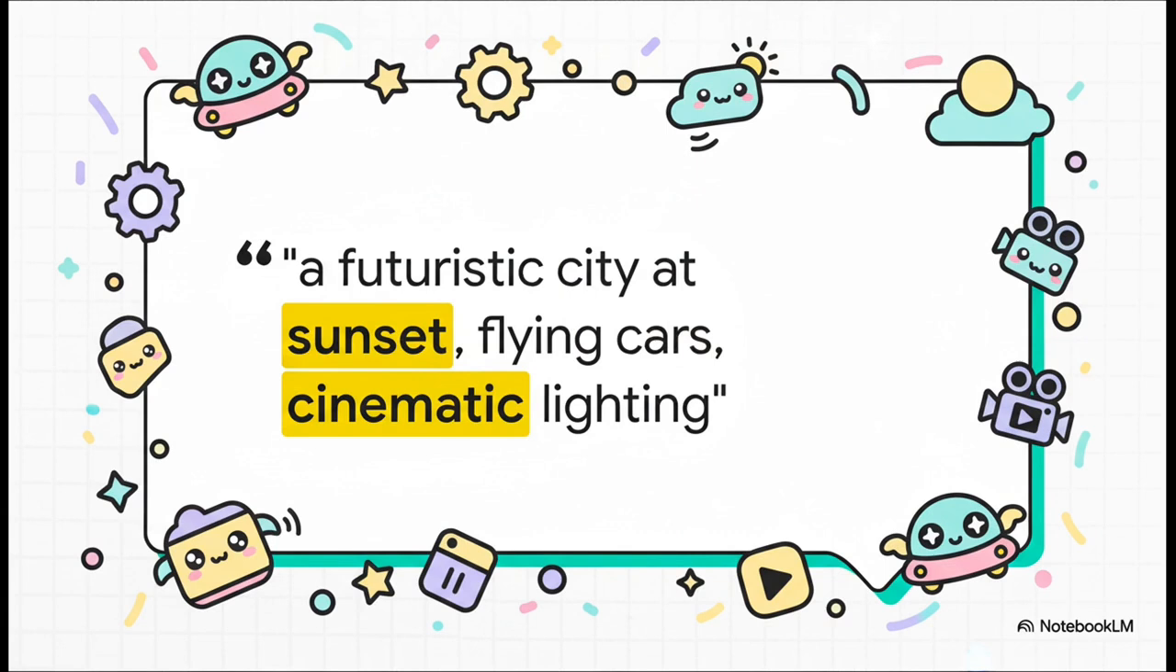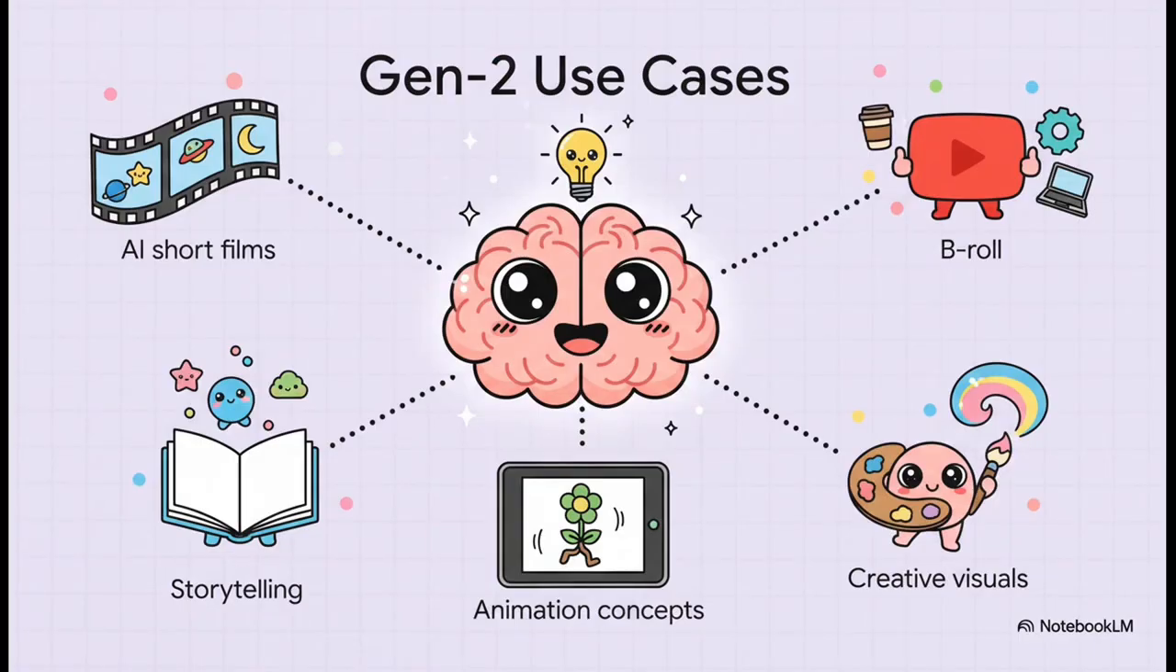But the real star of the show, that's Gen 2. This is pure text-to-video. You don't need any footage to start. You literally just describe the scene you want to see. Imagine typing in a futuristic city at sunset with flying cars and cinematic lighting, and then just watching as Runway generates a full motion video from nothing but those words. It's wild.